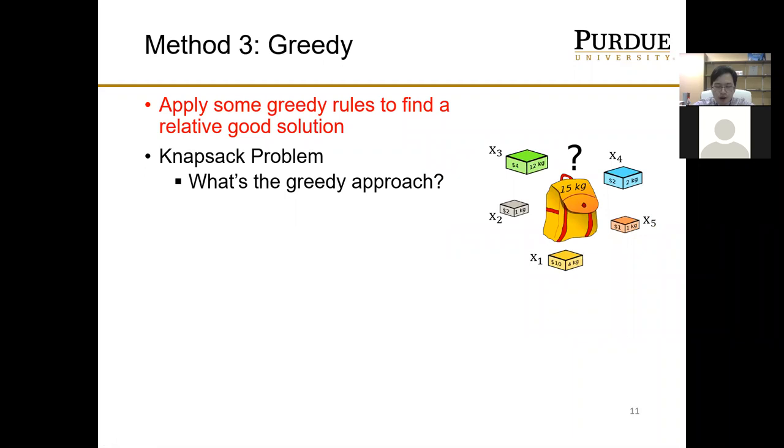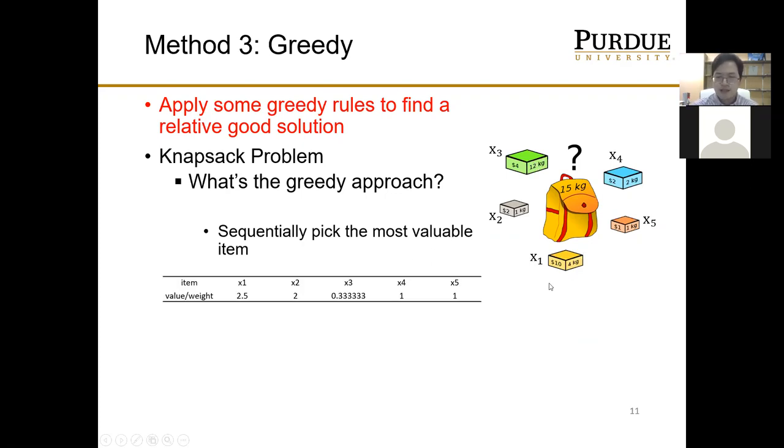The third method we introduced last lecture would be greedy, right? We call it greedy because we can figure out a greedy approach that we can easily use to form a solution. For example, for this kind of Knapsack problem, the greedy mechanism would be something like this: we can sequentially pick the most valuable item. For example, here we can pick x1 first because the value to weight ratio is the maximum one, which means the x1 item is the most valuable one. So we can pick this first and then gradually pick other items. This is a greedy approach.